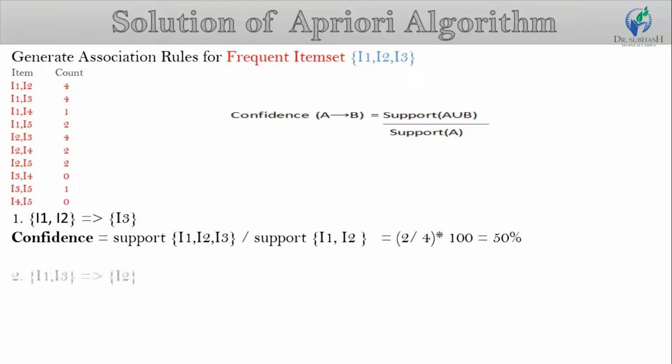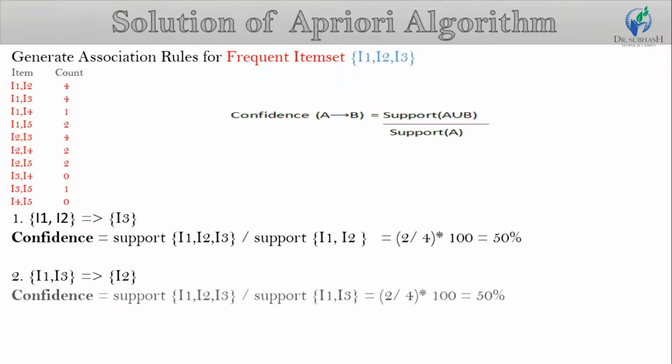Now next is I1, I3 implies I2. Now put that value in confidence equations. So confidence is equal to support I1, I2, I3 divided by support I1, I3. Now put the value. So 2 divided by 4 into 100. So answer is 50%.